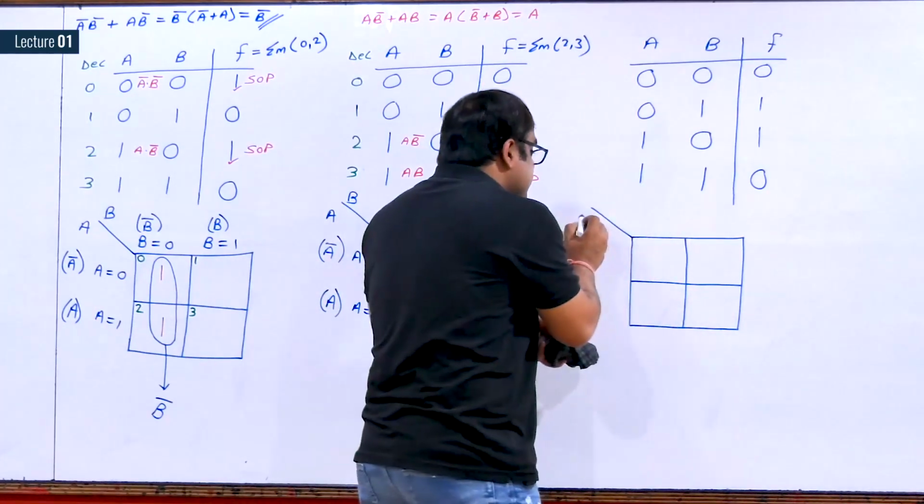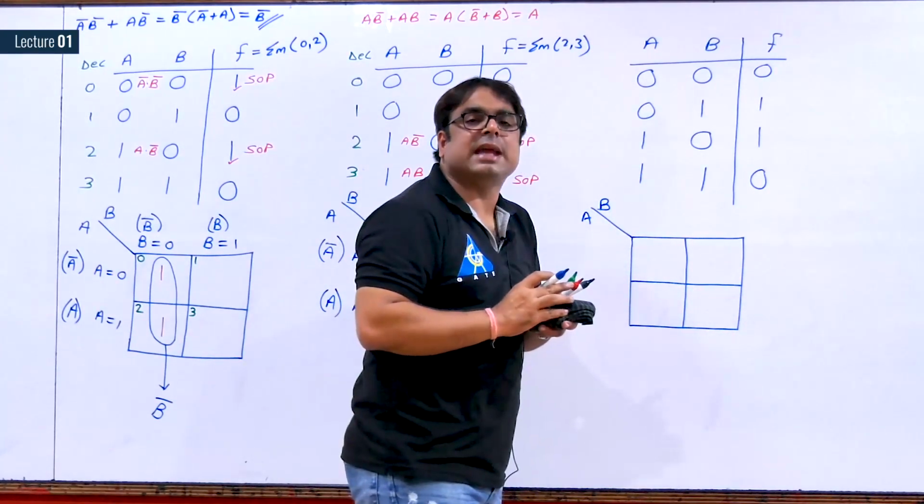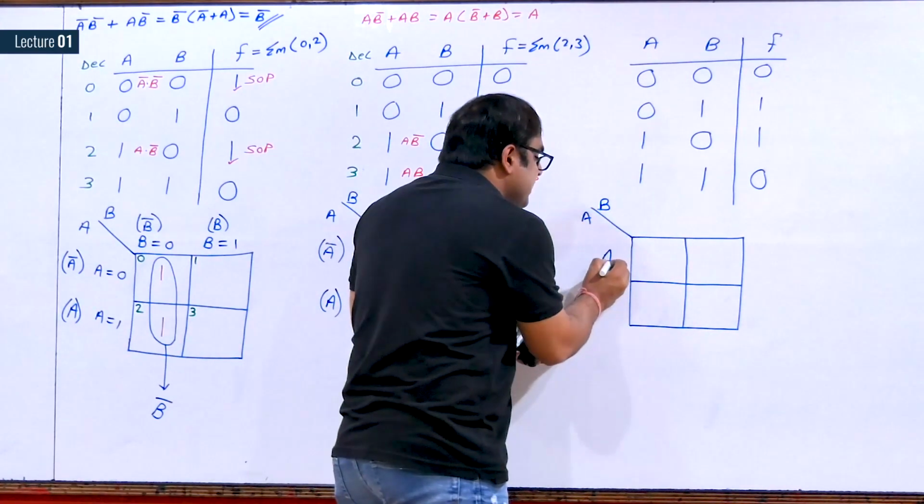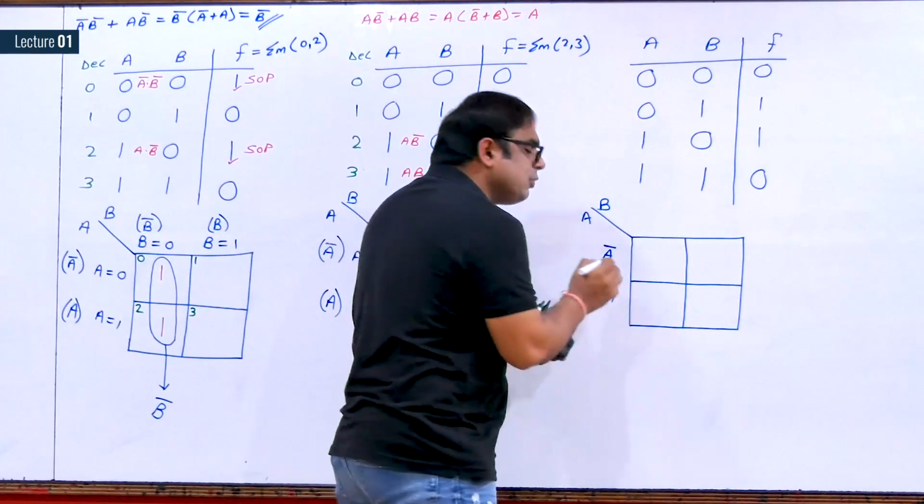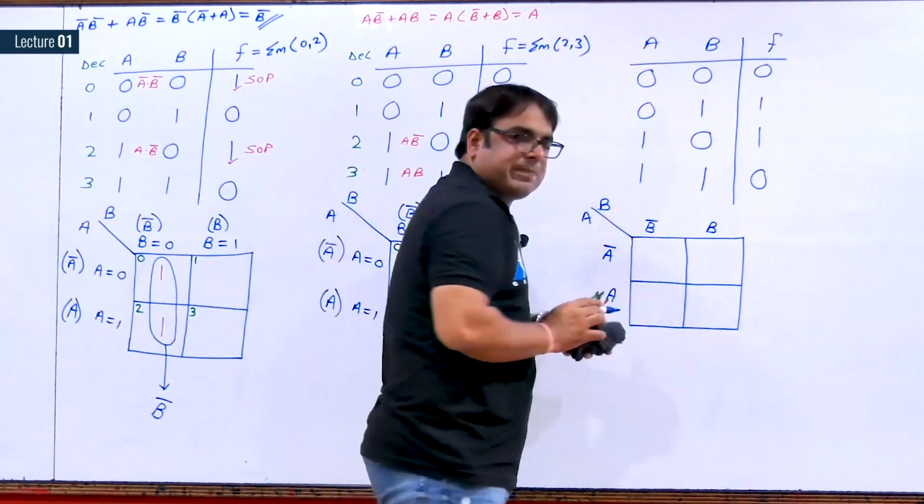Again, let us say we have divided the K-map into two parts, A and B. A equal to 0 means A complement, A equal to 1 means A. B equal to 0 means B complement, and this is B.